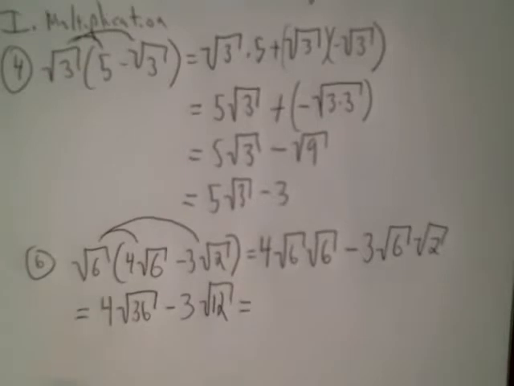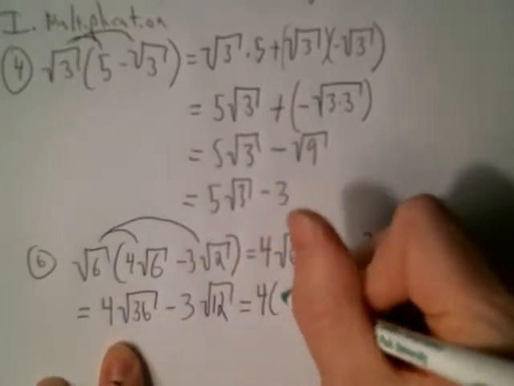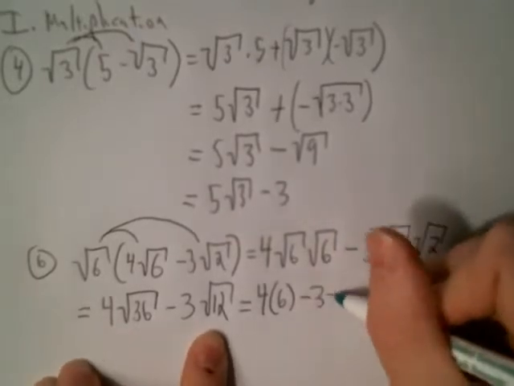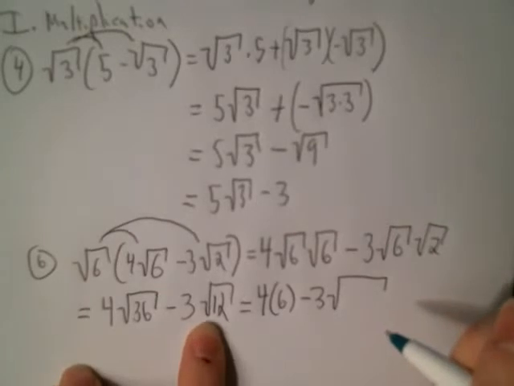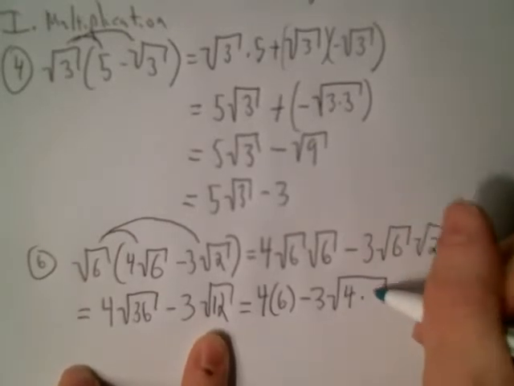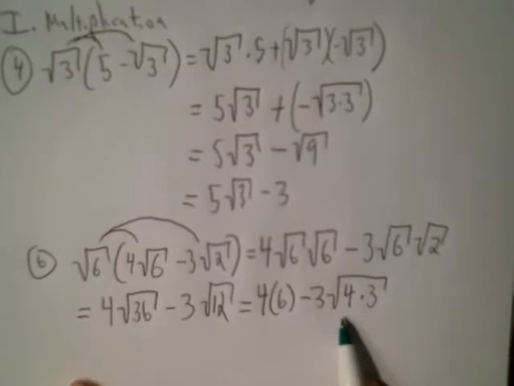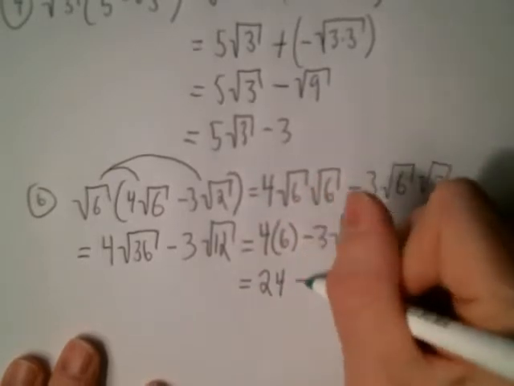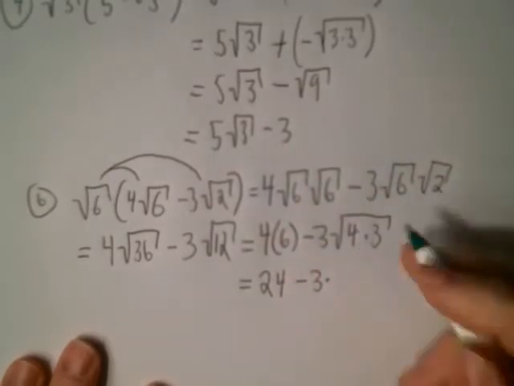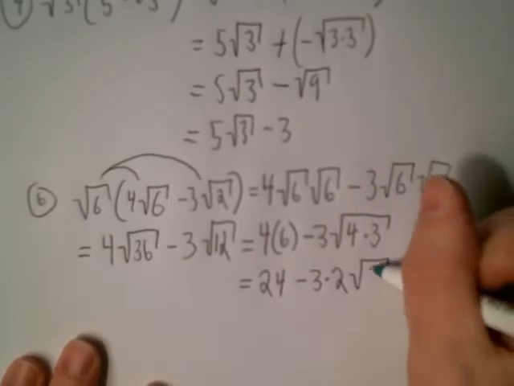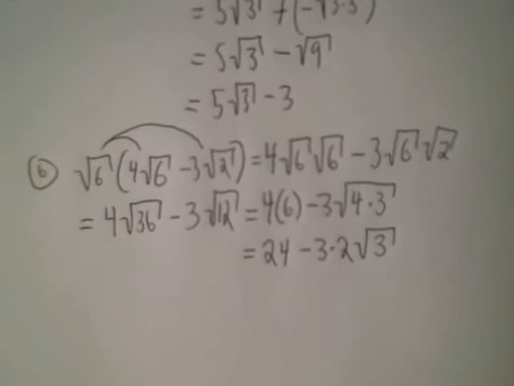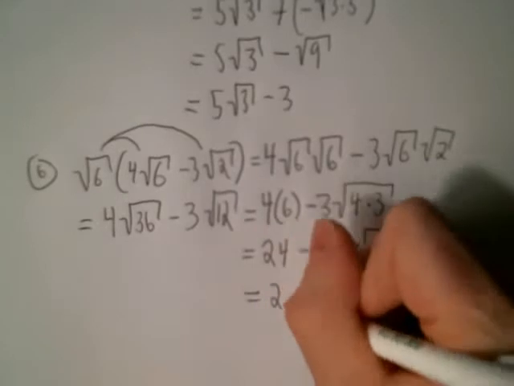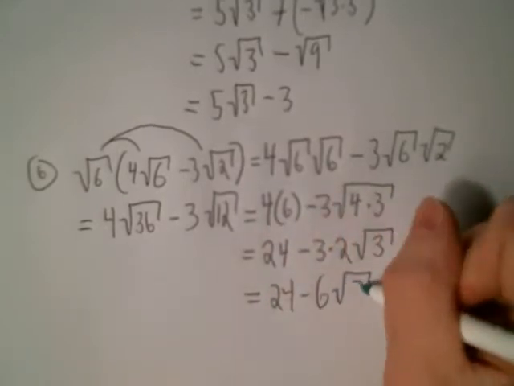Then we want to simplify the radicals. So radical 36 is equivalent to just 6. Minus 3 times radical 12. Well, we need to march out the perfect square. So I factored 12 into 4 times 3, and then I'll be able to take the square root of 4. And so I'll end up with 4 times 6, which is 24, minus 3 times the square root of 4, which is 2, times radical 3. And then I can go ahead and multiply out 3 times 2, and I get 24 minus 6 radical 3.